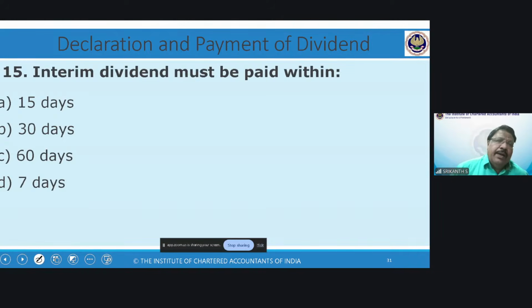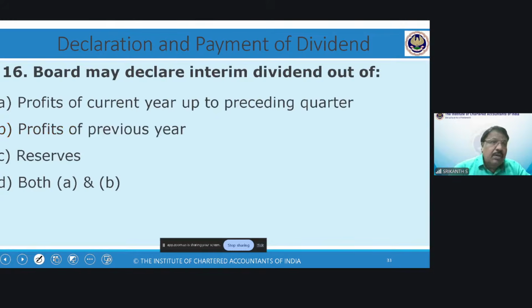That's all. Interim dividend must be paid within 30 days. Friends, remember, dividend includes interim dividend. Maybe this can become a Taraka Mantram also. Keep on remembering it. Dividend includes interim dividend. We know this. Now, the board may declare interim dividend out of profits of the current year up to the preceding quarter, and profits of the previous year. But reserves, no. Reserves you cannot use for interim dividend. For final dividend, you can, provided you can satisfy the conditions.